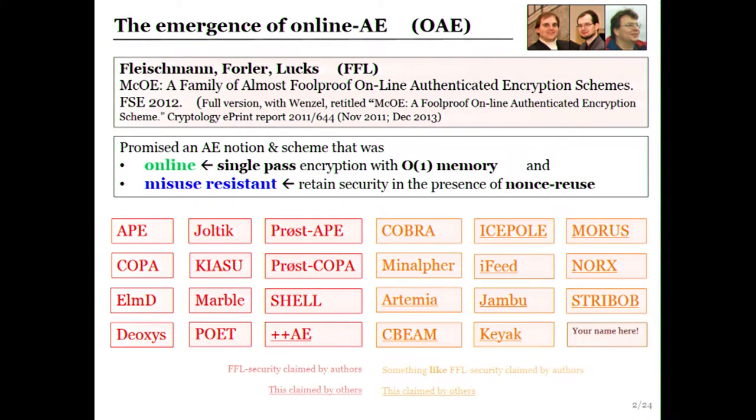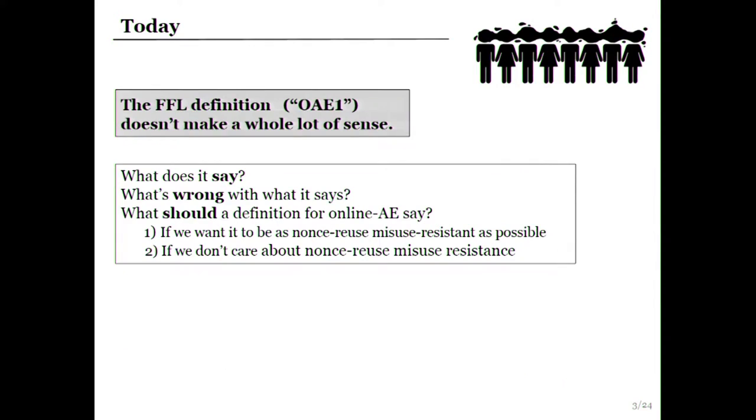And as evidence of just how popular, how quickly this notion became, there were nearly two dozen submissions to the CAESAR competition that either claimed online authenticated encryption security or some notion closely related to it, or were claimed by others to possess one of these properties. So my message today is the kind of apolitical one that says that the FFL definition, which I'll call OAE1 in this talk, doesn't really make a whole lot of sense.